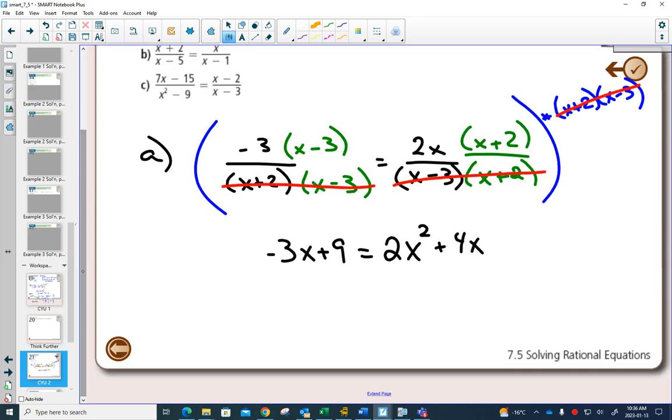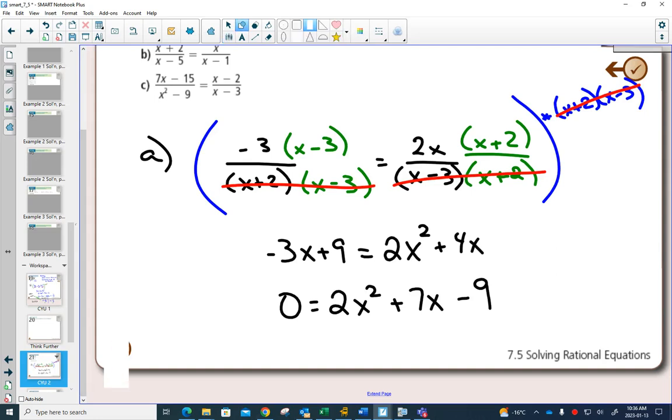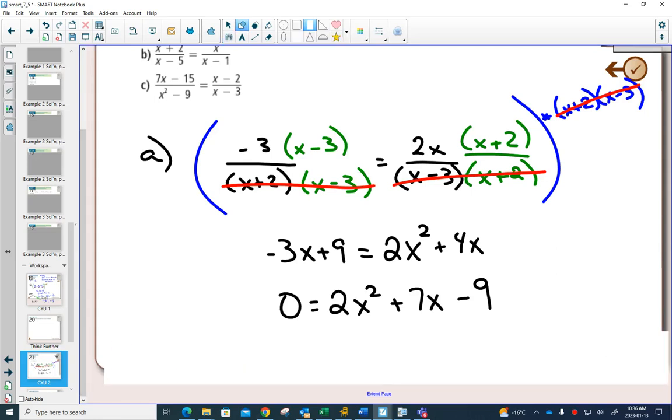How do we solve quadratic equations? We make one side equal to 0. 2x squared. If I add the 3x to both sides, I'll get plus 7x. I subtract the 9 to both sides. I get minus 9. I double check that I have moved everything over correctly. And now, either we have to use our skills at factoring or go to quadratic formula.